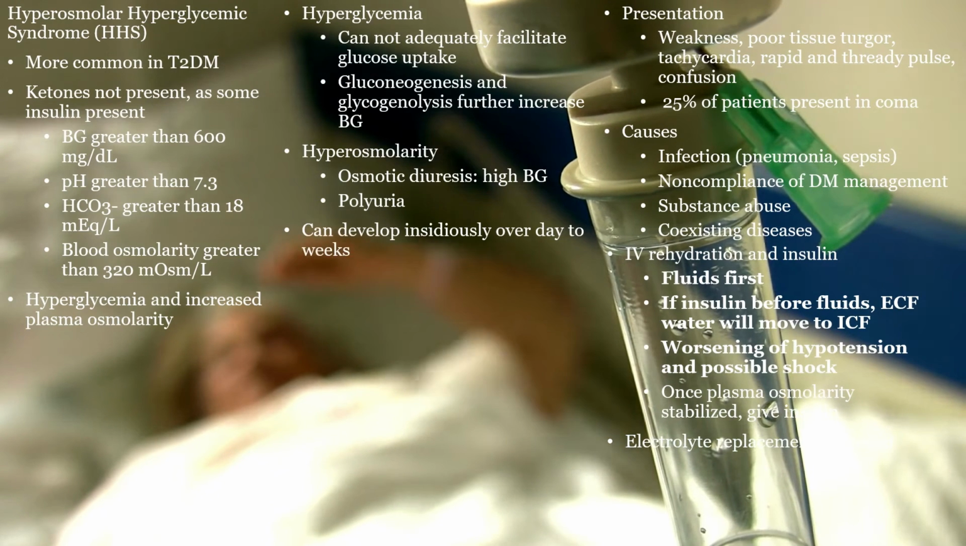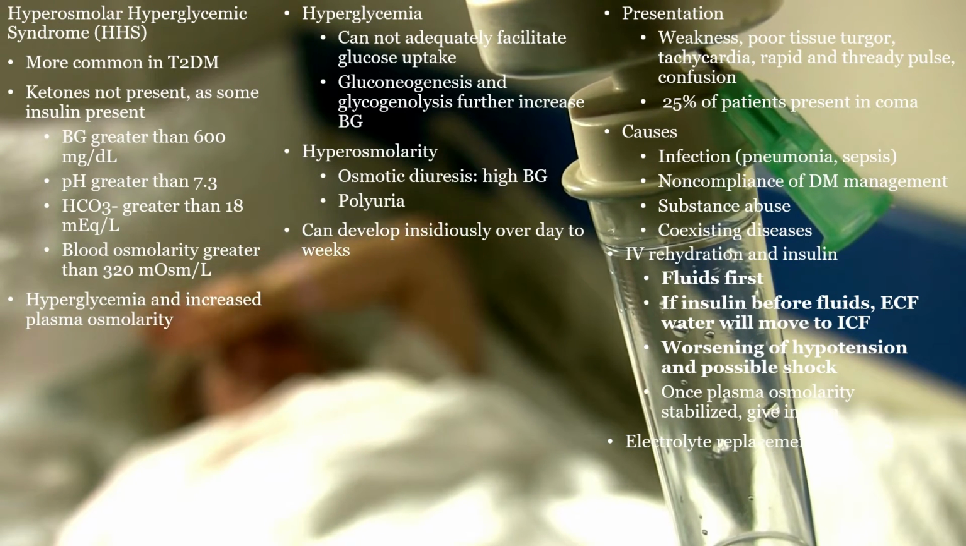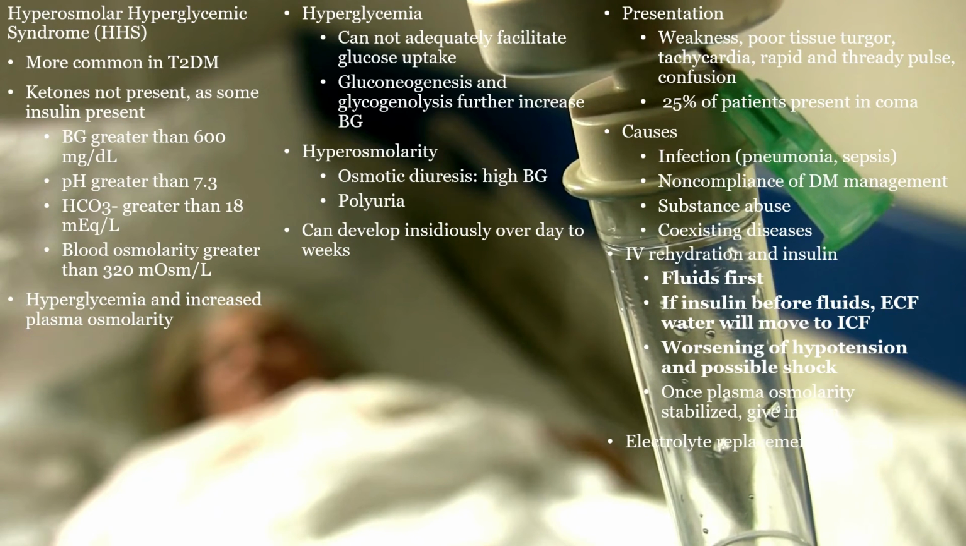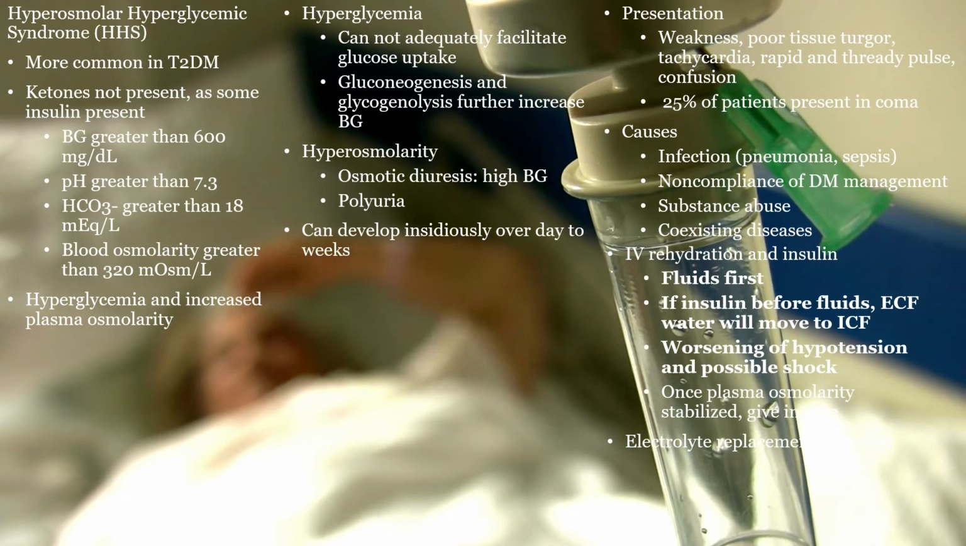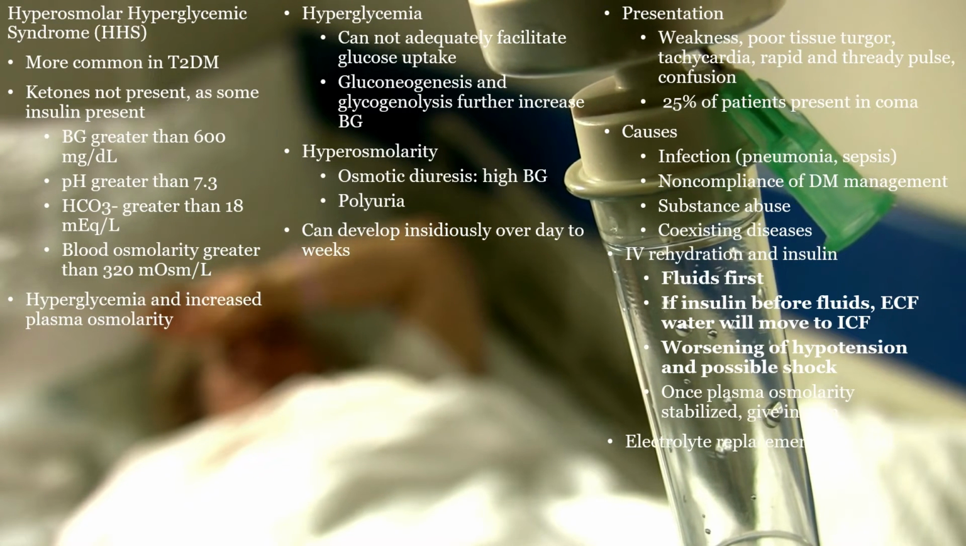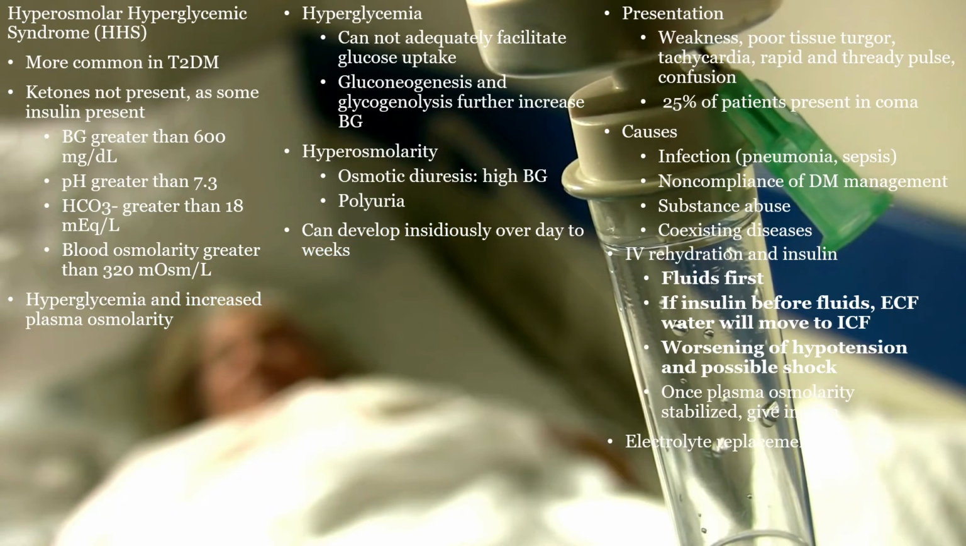You need to again start with IV fluid hydration and not the IV insulin, as adding insulin first will force glucose back into the cells and the water will follow along with it by osmosis. This will cause the volume contraction and hypotension to worsen. Replace electrolytes as needed here, like in DKA.